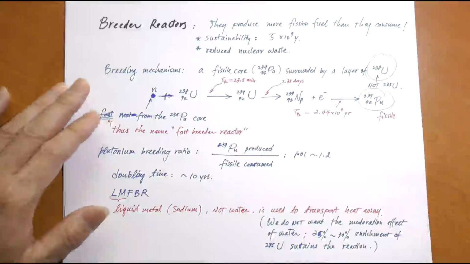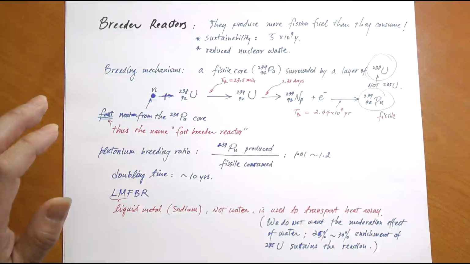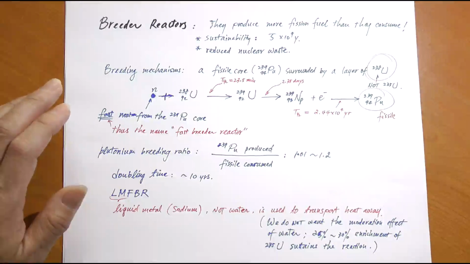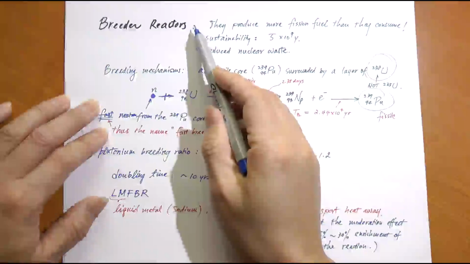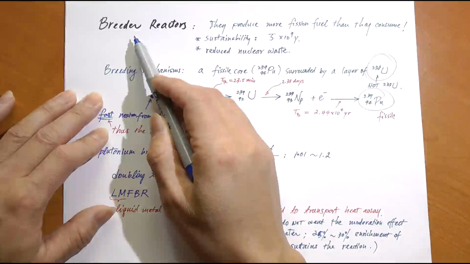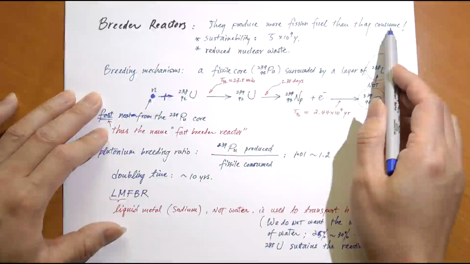There is another interesting type the textbook did not discuss. It's called a breeder reactor. Those reactors are magical in the sense that as they produce electricity, they also produce the fuel for another reactor, and they actually produce more fuel than they consume. Breeder means they're breeding the fuel for another reactor. They produce more fission fuel than they consume.